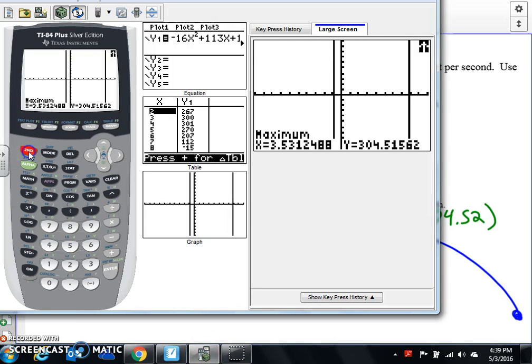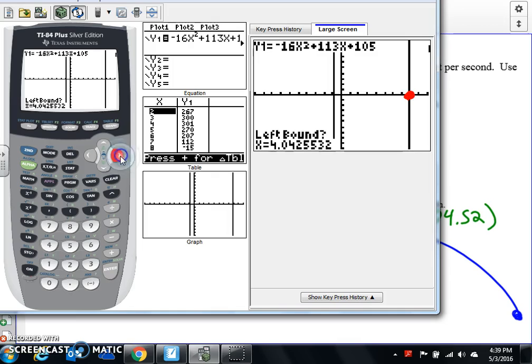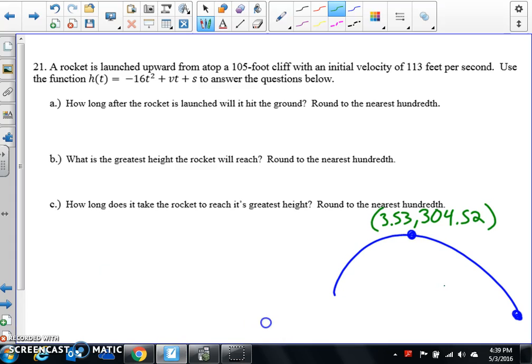Now let's find that 0. So I go second calc 0. I go above and below the 0. So I need to go above it. I'm going to scroll over until I see my little spider above it. There he was. Enter, and now below it. Enter, enter. Round it to the nearest hundredth, and you get 7.89, comma 0.